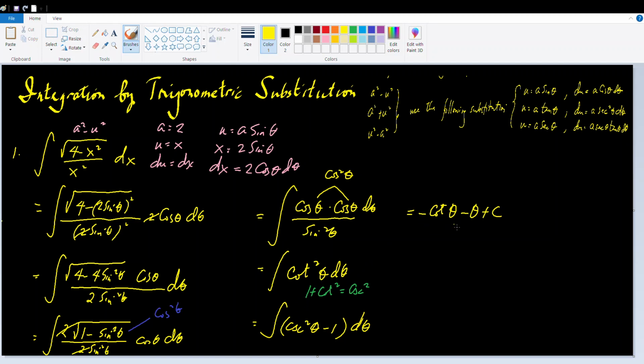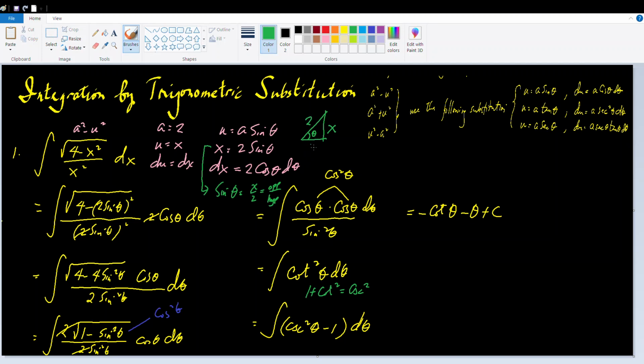The question is, how do we put back the original variable x? To do that, we go to the substitution we made earlier. Let us construct a right triangle where the acute angle is theta. From x equal to 2 sine theta, that means that sine theta is equal to x over 2. The definition of sine theta for a right triangle is opposite over hypotenuse. So for this right triangle with the acute angle theta, the opposite side is x and the hypotenuse is 2.